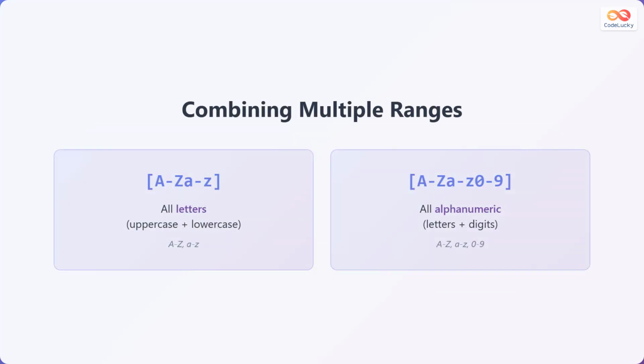Multiple ranges can be combined within a single character class. For example, the pattern [A-Za-z] matches any uppercase or lowercase letter. It essentially matches all letters from A to Z and a to z. Also, [A-Za-z0-9] matches any alphanumeric character, which includes all letters, uppercase and lowercase, and digits 0 to 9.